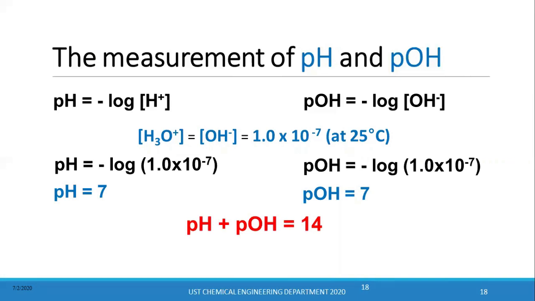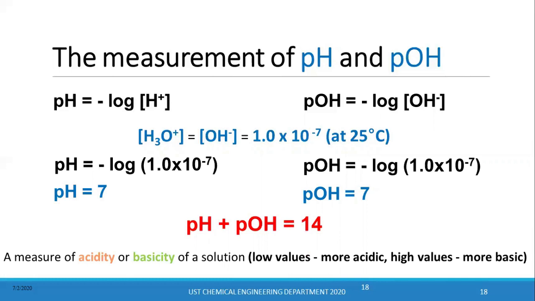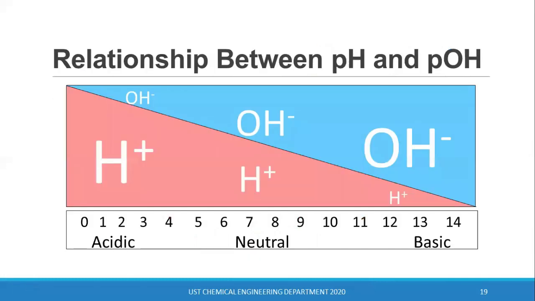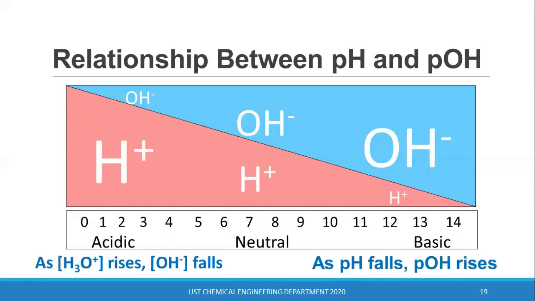So what does this pH value tell us? It tells us how acidic or basic a solution is. Low values correspond to more acidic solutions, while high values correspond to more basic solutions. To better understand the relationship between pH and pOH, let's look at this diagram. It can be noted that as the hydrogen ion concentration rises, the hydroxide concentration decreases. Thus, it can be deduced that as the pH falls, pOH rises. Remember the relationship pH plus pOH is equal to 14.